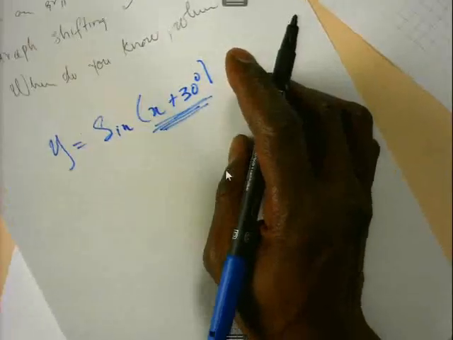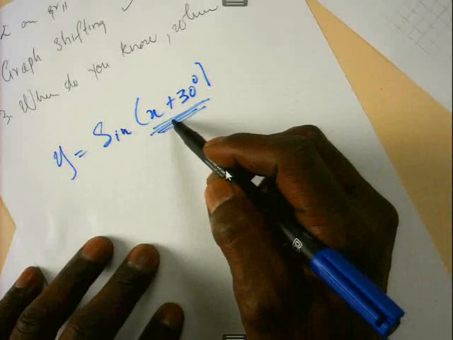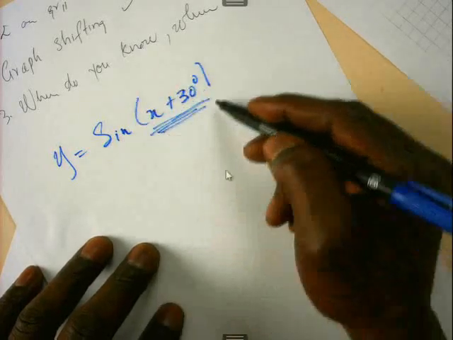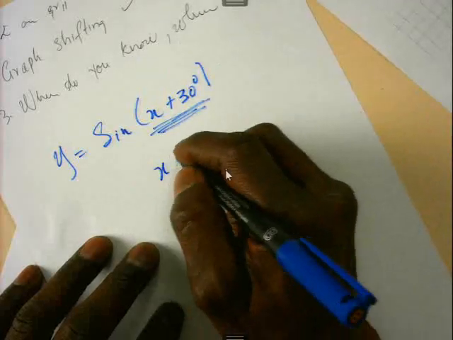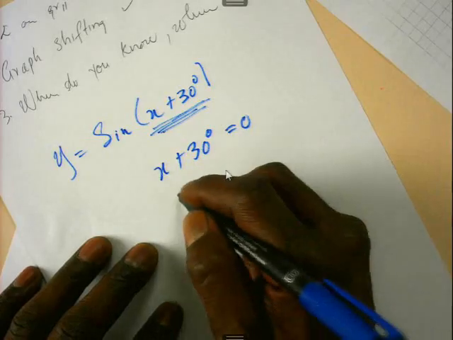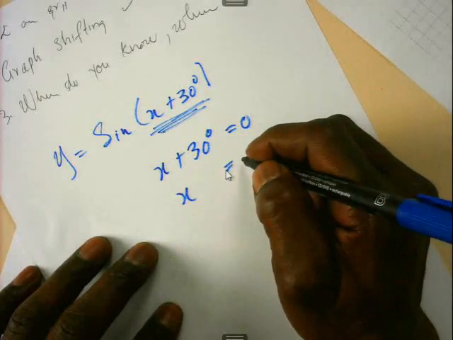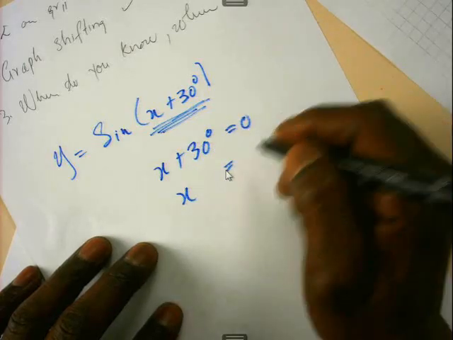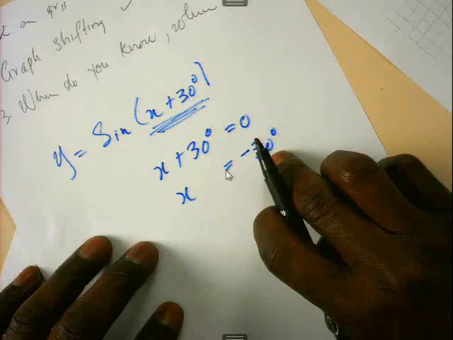Now we draw y equals sine of x plus 30. We ask ourselves a question: when will this bracket be 0? So when will x plus 30 degrees be equal to 0? Is when x, if we subtract 30 on both sides, we'll end up having the right hand side as x equals minus 30.